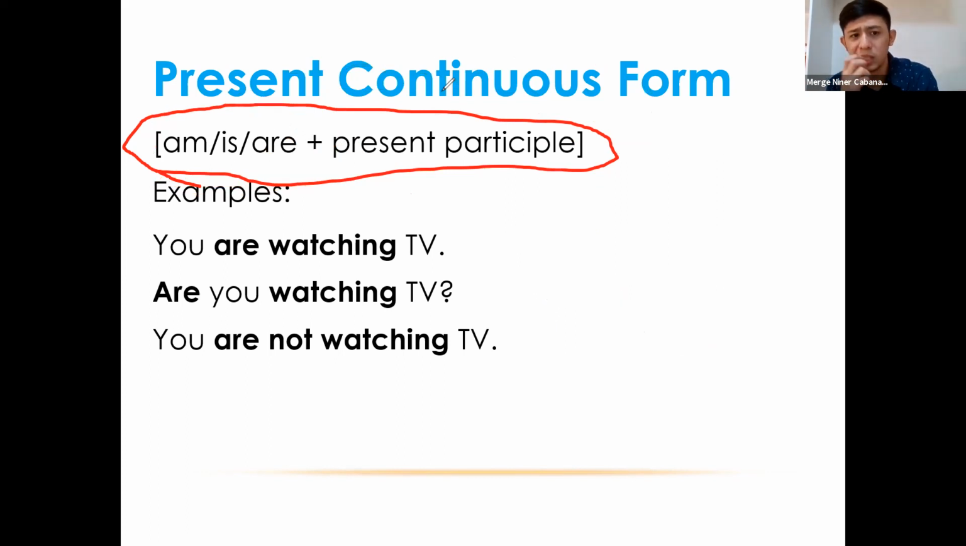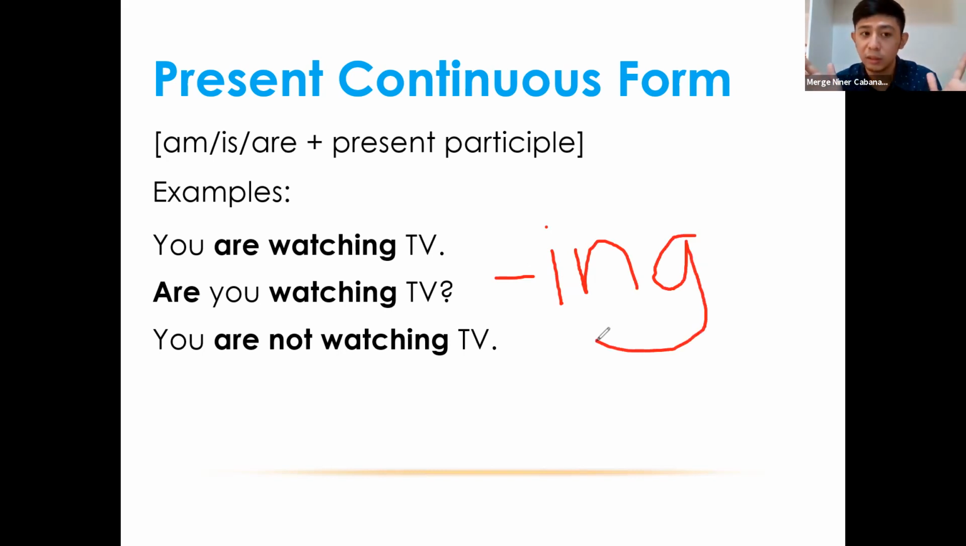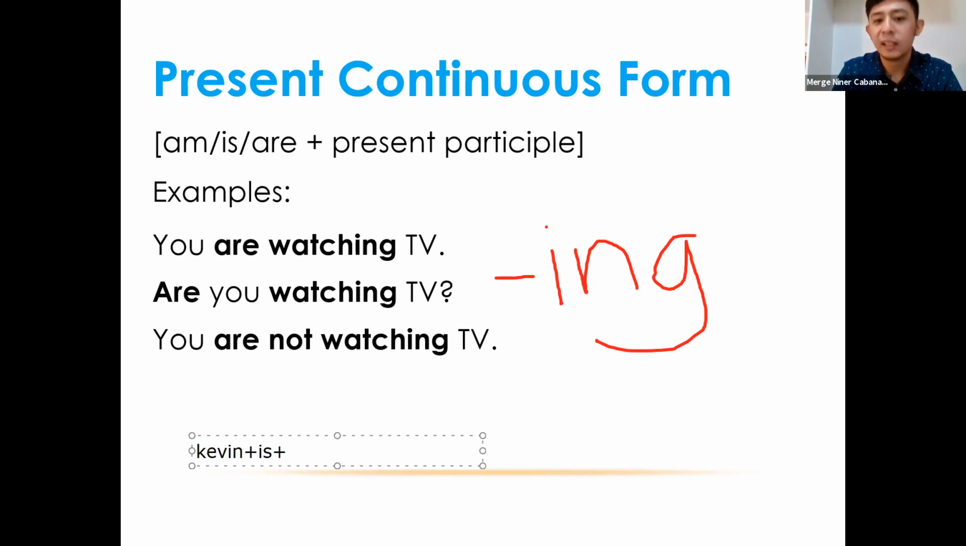So the question is, what is this present participle? Guys, this is so simple. You just have to add I-N-G at the end of the verb. Let's say Kevin is my subject. Kevin is singular, so I will add is, because is is the singular verb. And then I will add the verb that ends in ing: Kevin is watching TV.